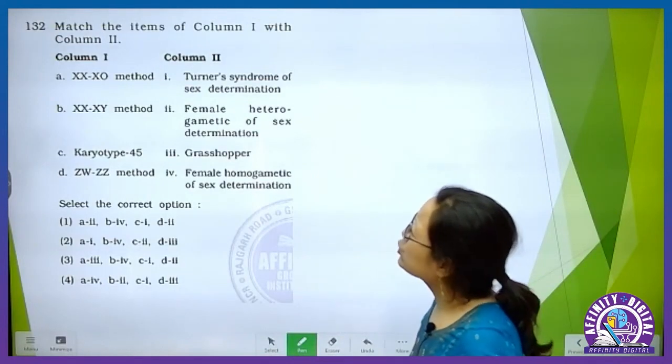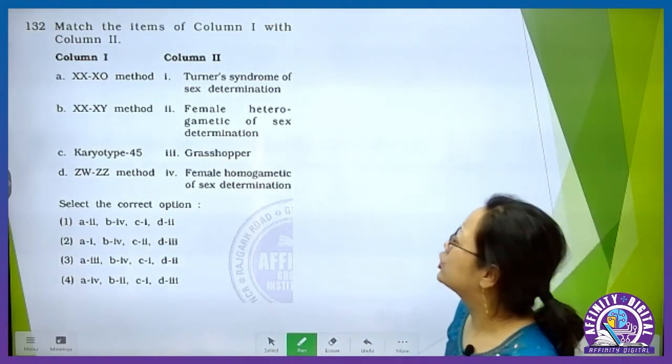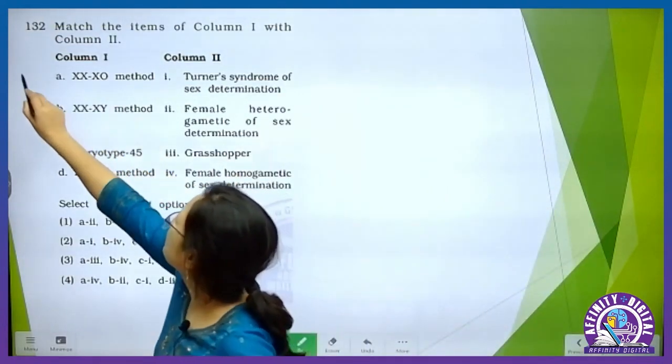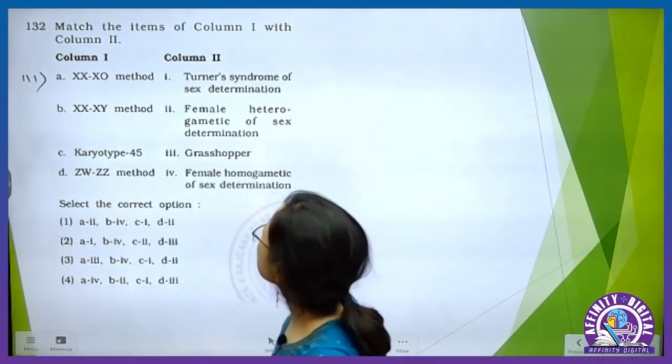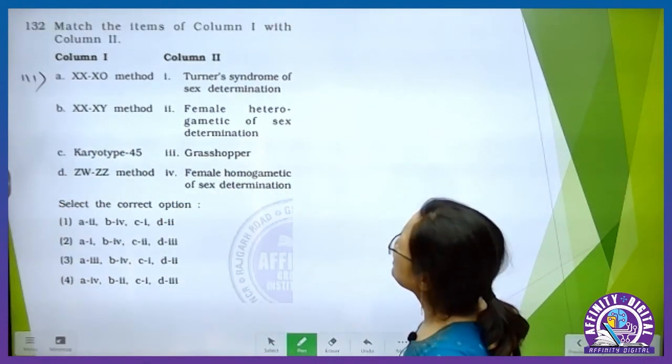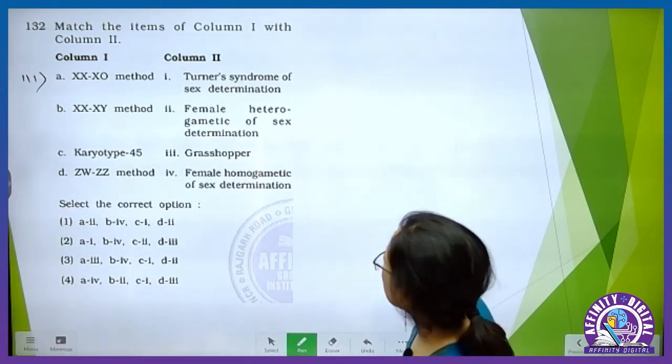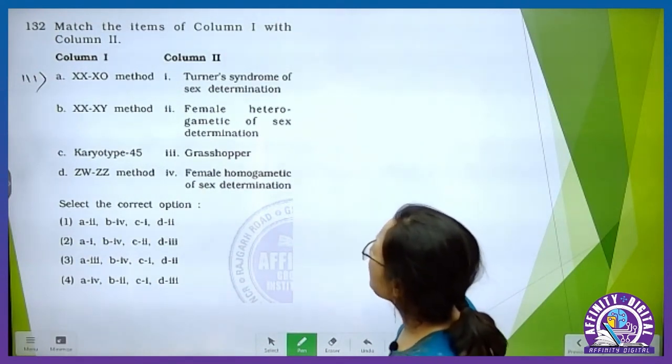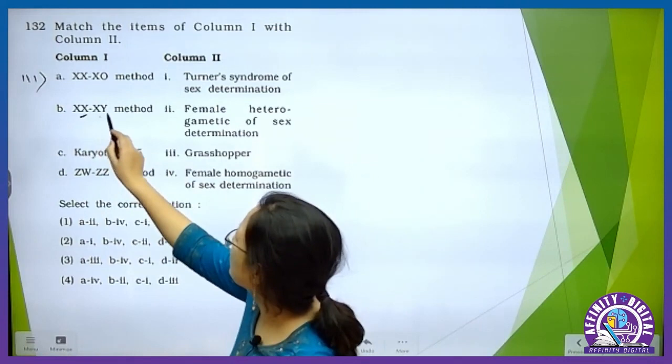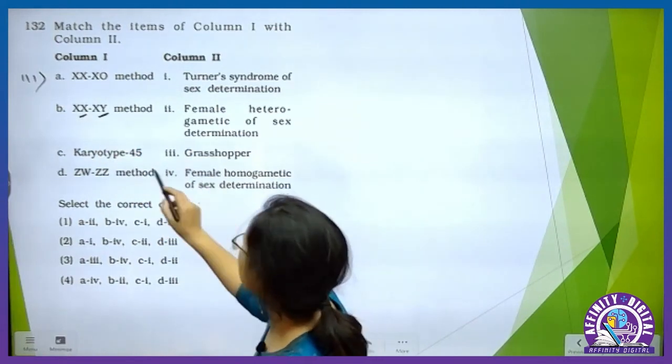Column 1 with column 2, XXXO. This should be grasshopper, A3. XXXY, this will be XXXY. Female homogametic, this will be female. This will be male. So it should be 4, B4.